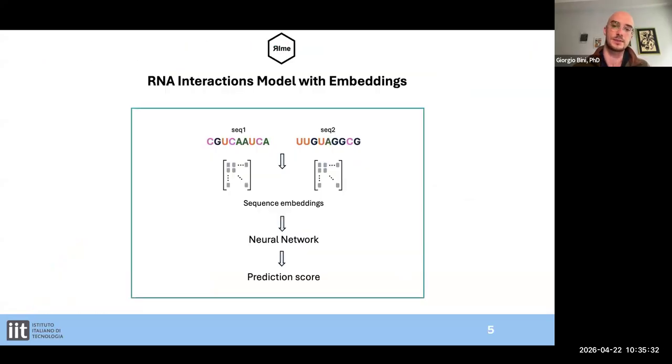Recognizing the central role of sequence determinants, we then decided to develop a sequence-based prediction model for RNA-RNA interaction, and we called it RIME, which stands for RNA Interactions Model with Embeddings. The schematic overview of the model is represented here. Given two input sequences, we encode them with sequence embeddings from a language model called Nucleotide Transformer, and then we process them with a neural network to predict whether they interact.